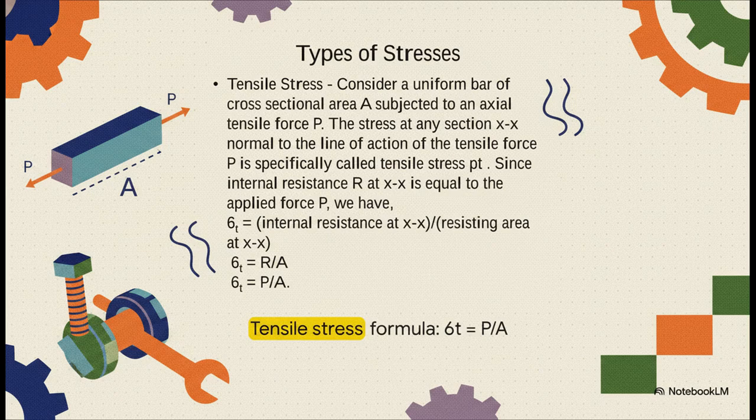So let's actually quantify that defense mechanism. For tensile stress, which we represent with the symbol sigma T, or sometimes you'll see it as 6T in older texts, it simply equals the applied force, P, divided by the resisting cross-sectional area, A. If you're taking notes, definitely jot this down boldly. Stress equals force over area.